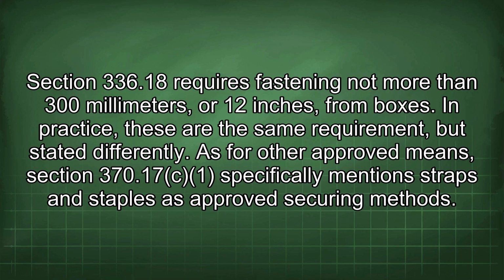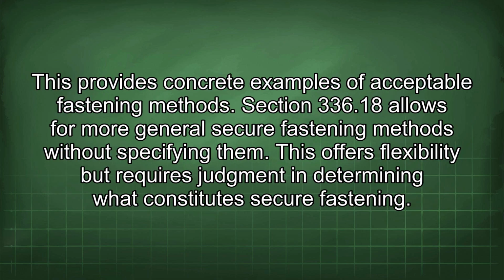As for other approved means, Section 370.17 CON specifically mentions straps and staples as approved securing methods. This provides concrete examples of acceptable fastening methods. Section 336.18 allows for more general secure fastening methods without specifying them. This offers flexibility but requires judgment in determining what constitutes secure fastening.